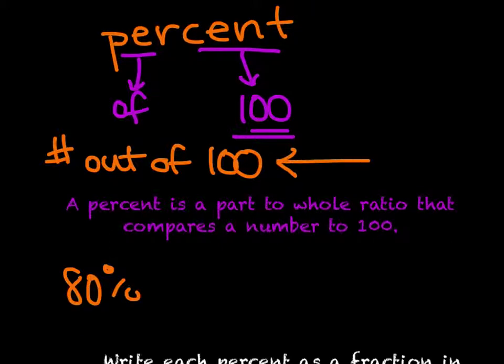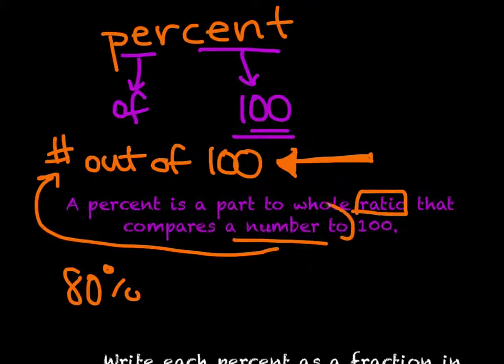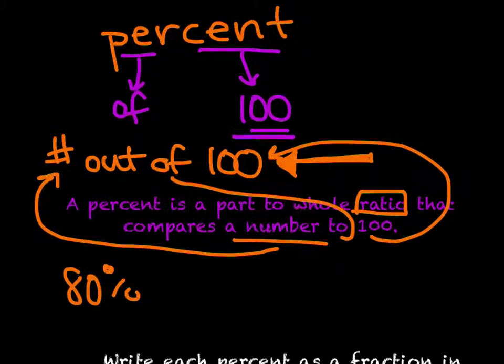I want you to be very conscious of this concept of out of 100. This whole idea of a number out of 100 will be a theme through this set of problems. A percent is a part to whole ratio that compares a number to 100. Quite literally, it is a ratio that compares a number to the number 100.